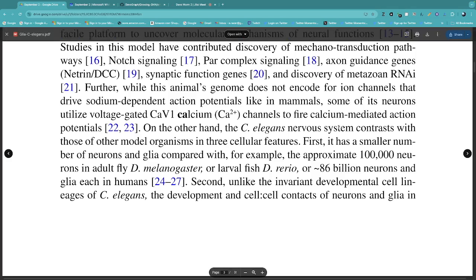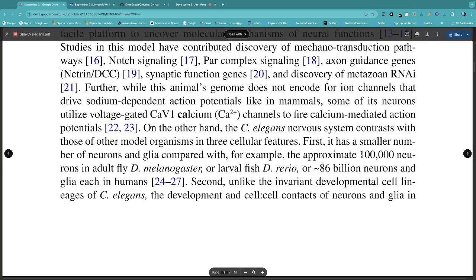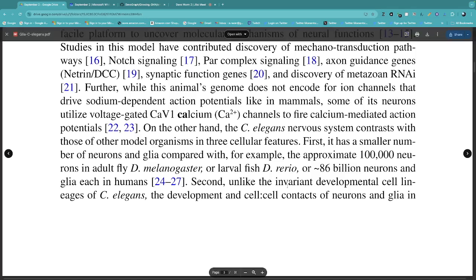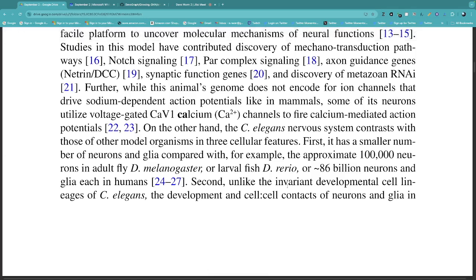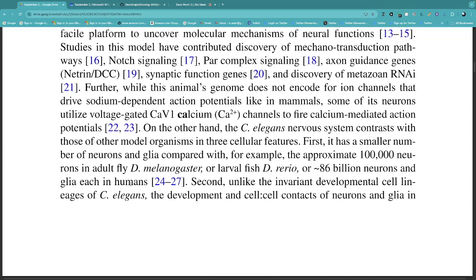In the paper, they talk about the C. elegans nervous system and how it contrasts with other model organisms. If we look at the number of neurons and glia in C. elegans, it's much smaller than something like Drosophila, where you have around 100,000 neurons. In humans, you have around 86 billion neurons and glia. This estimate is a little bit off, but you get the sense of the orders of magnitude difference. So very different sizes of nervous system. The human example is a stand-in for mammals, so this estimate is a little lower, but it's orders of magnitude larger than C. elegans.